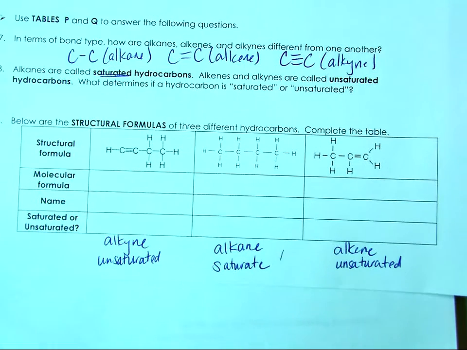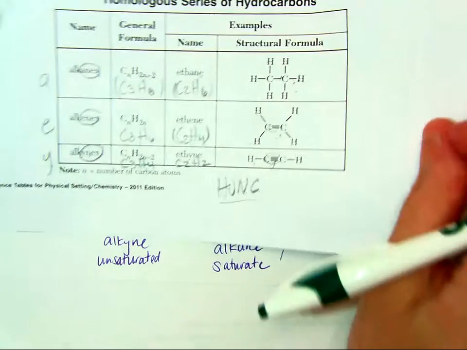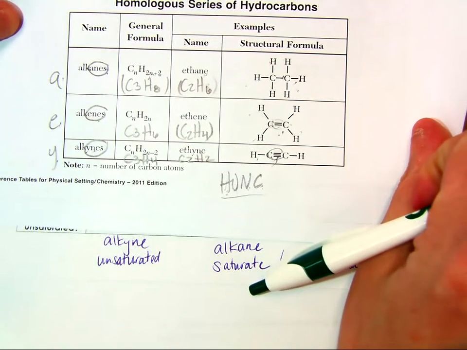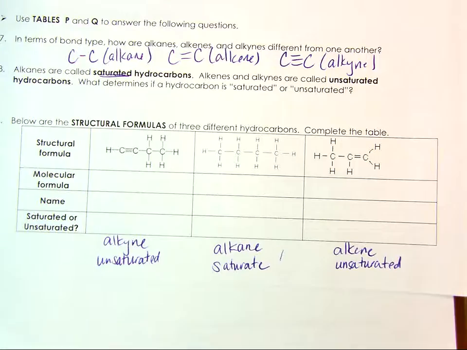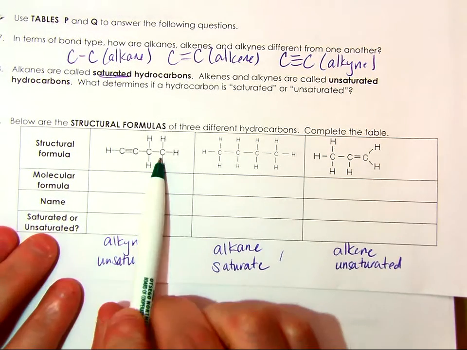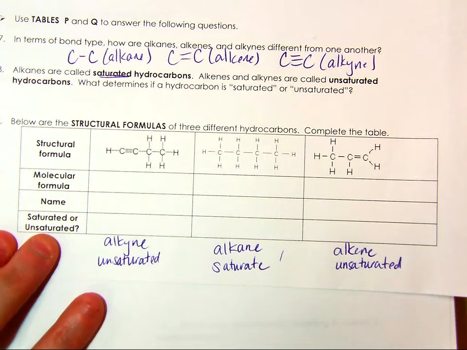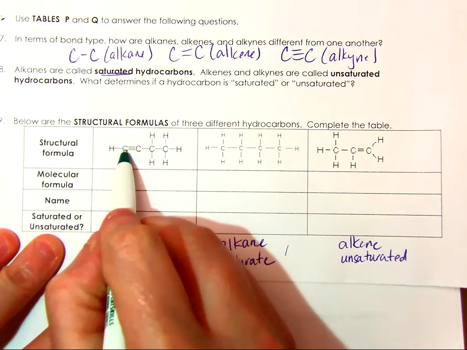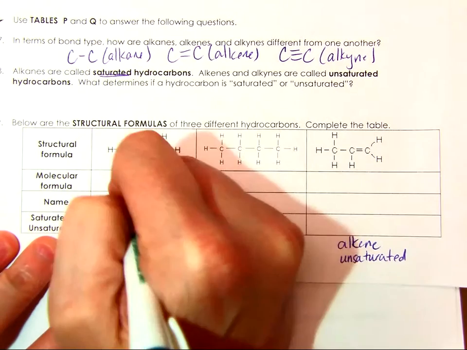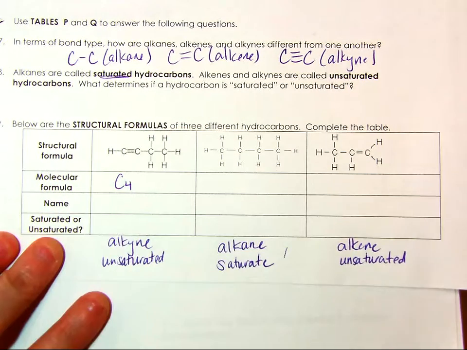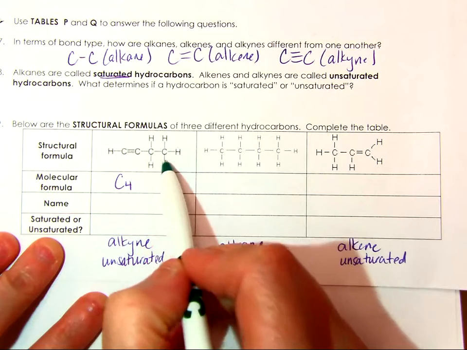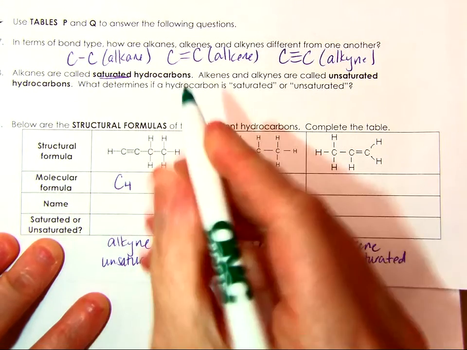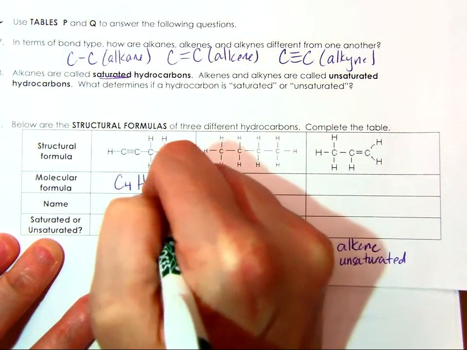So let's take a look at, and again, we're focusing now on specifically table Q. So this is something that you need to have right alongside with you. Taking a look at this, we need to be able to write its molecular formula. So, going to count the number of carbons. So I have 4 carbons, and 1, 2, 3, 4, 5, 6 hydrogens.